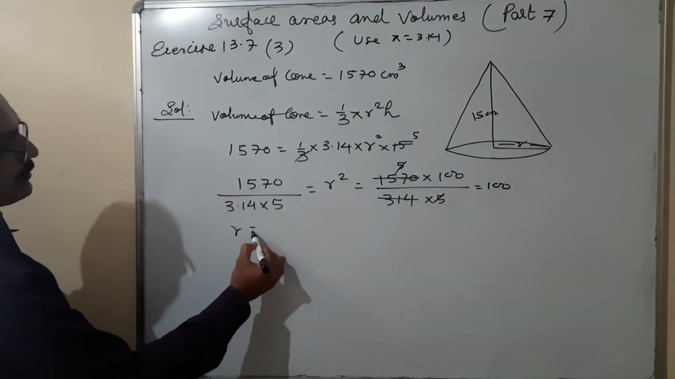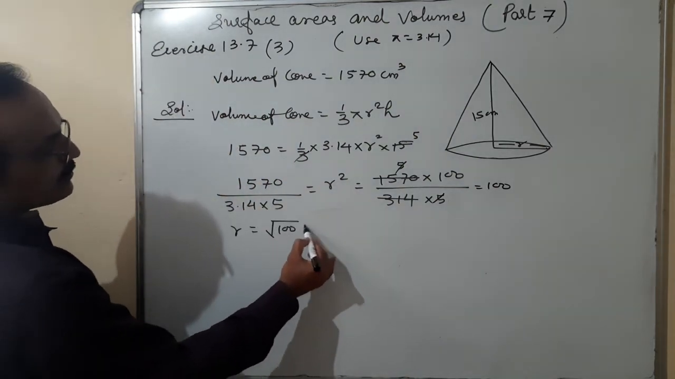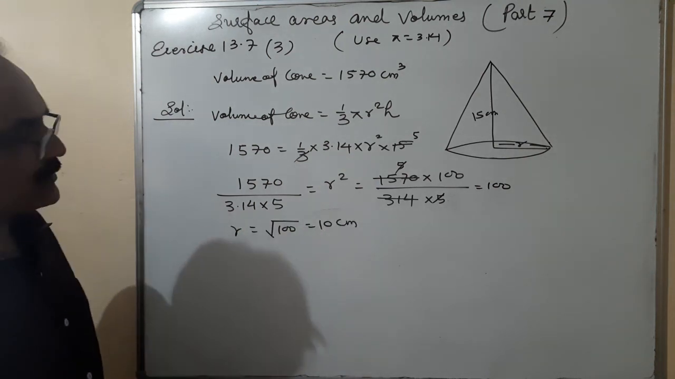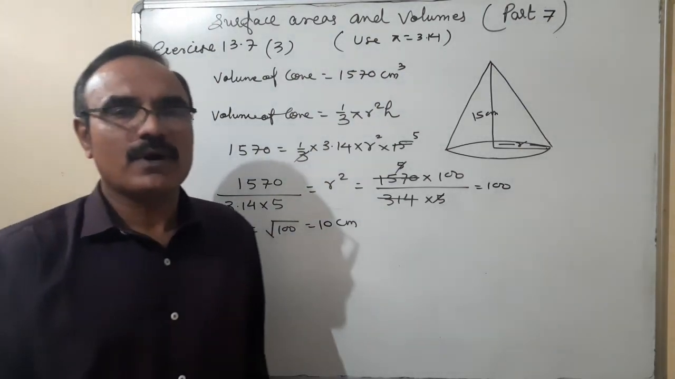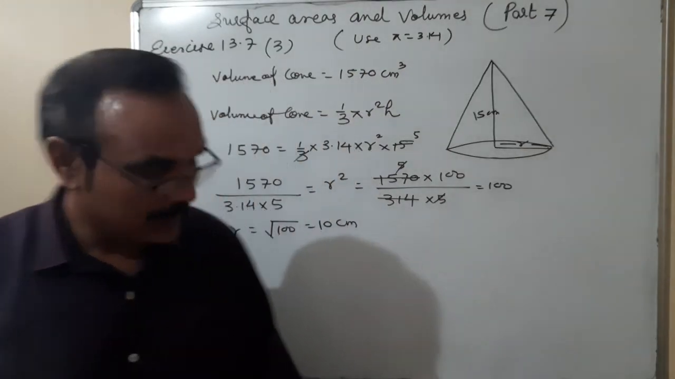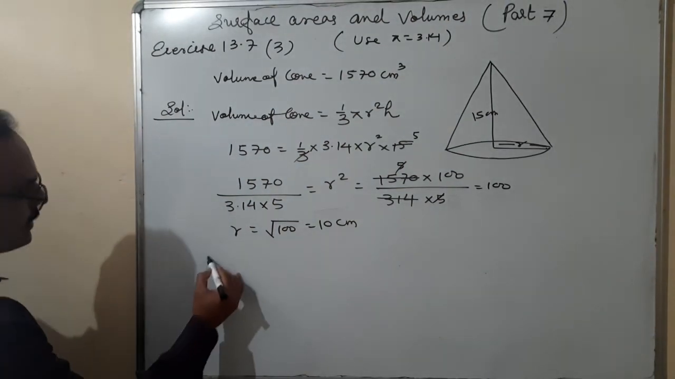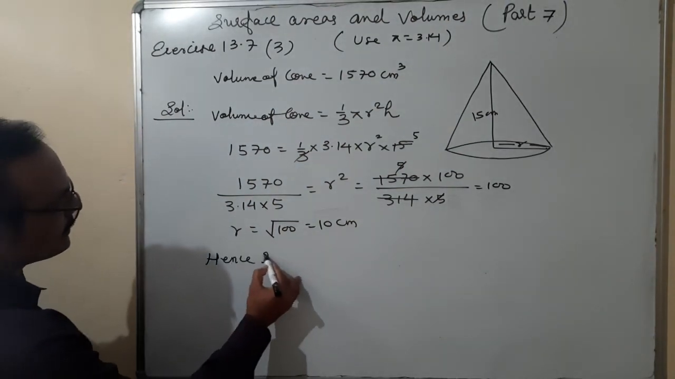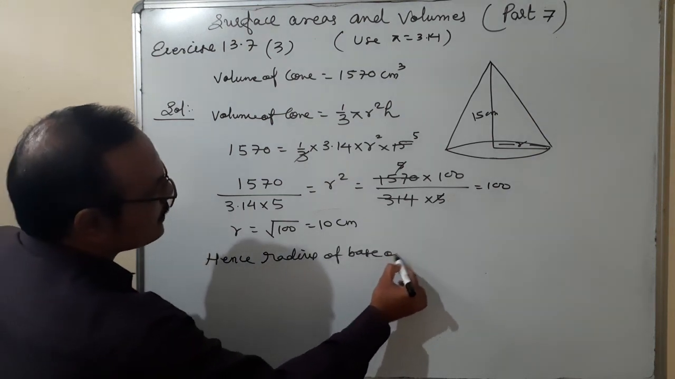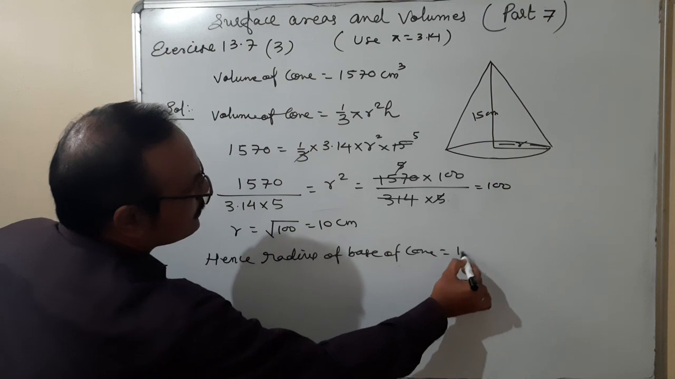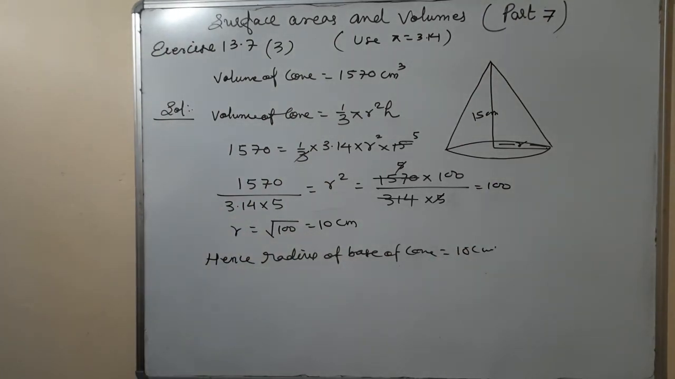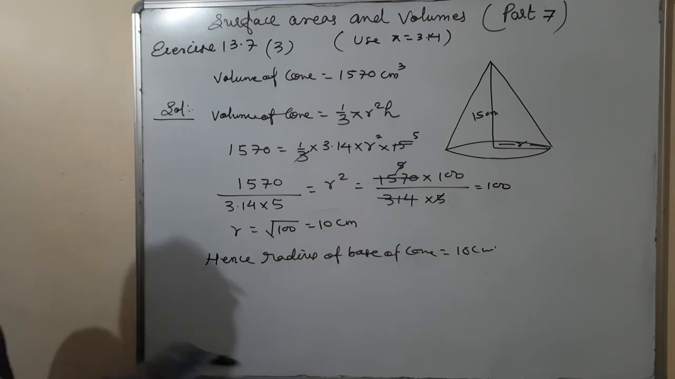What does it mean? R is equal to under root 100, and under root 100 means it is 10 centimeter. Not plus minus, only plus, because it is a radius which can never be negative. So radius is equal to 10 centimeter. They are asking to find the radius of the base, so hence the radius of base of cone is equal to 10 centimeter. Okay, so that is question number 3.